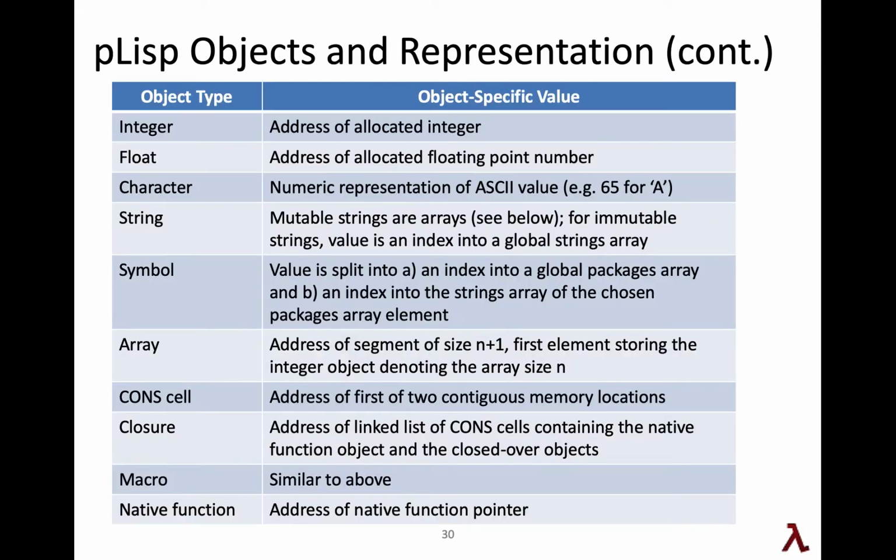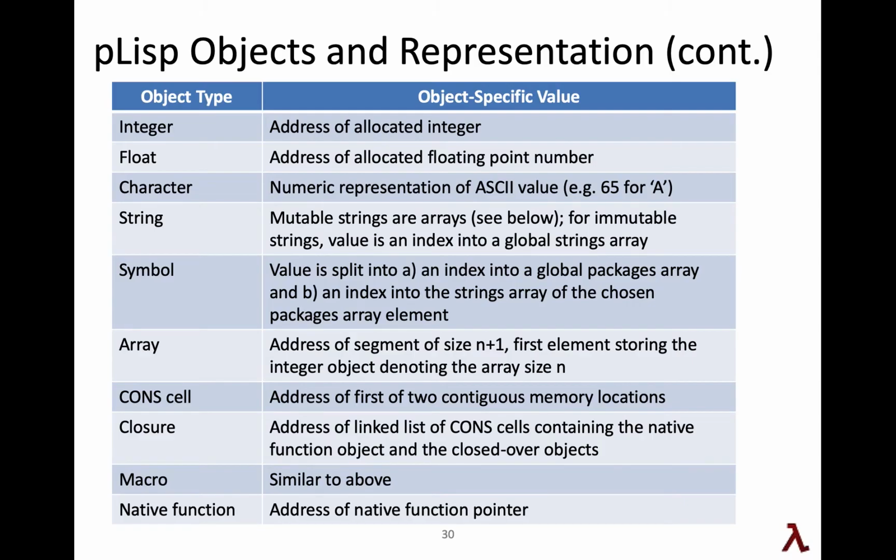So if it's an integer, the object specific value is the address of the allocated integer. Similarly for the float. And if it's a character, it could be the numeric representation of the ASCII value. And for strings, it's actually an index into an array which is stored separately. And for symbols, the value is split into two parts. The first part is the index into a global packages array, and the second part is the index into the strings array of the chosen package array element. And for arrays, it is the address of a segment of size n+1, with the first element storing the integer object denoting the array size n.